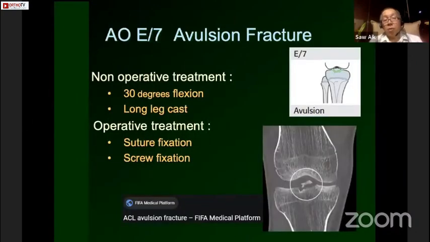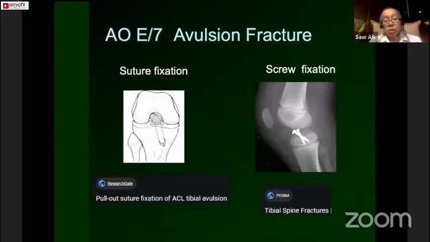Now we come to AO E7, or avulsion fracture. We are getting this a bit more often now because adolescent children go into sports. If the fragment displaces not so much, it can be treated non-operatively with either full extension or 30-degree flexion to relax the ACL. But many people now are doing operative treatment, arthroscopically reducing it and fixing it using suture or screw fixation, as we see over here. It allows earlier rehab and earlier return to sports.